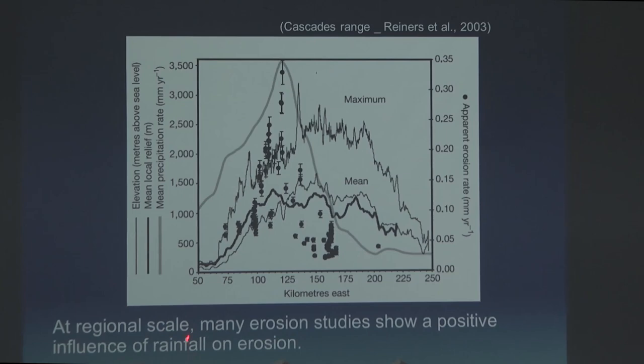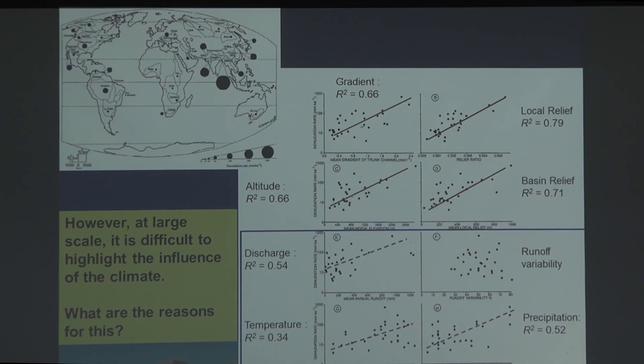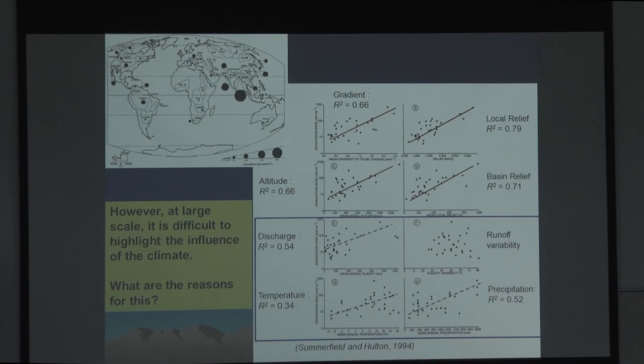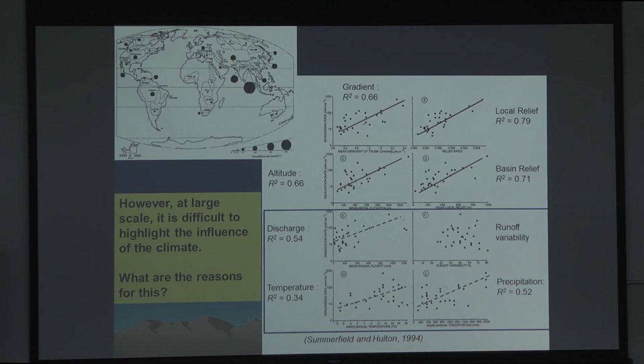So there is a local study where people seem to see some relation between precipitation and exhumation rate. But when we try to look at a more global view, comparing, as Summerfield and Hulton did, different big basins in the world, they try to separate tectonic and climatic effects, or topographic and climatic effects, to see if we can see some variable which dominates the erosion.